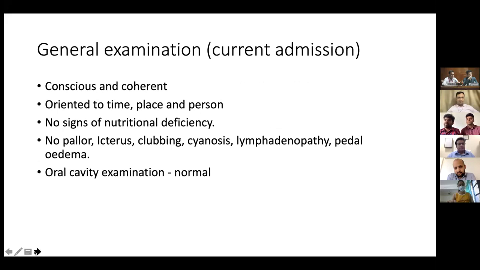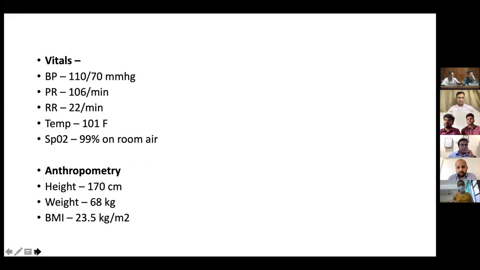On general examination, he is conscious, coherent, oriented to time, place, and person. There are no signs of any nutritional deficiency. There is no pallor, icterus, clubbing, cyanosis, lymphadenopathy, or pedal edema. Oral cavity examination is normal. On vitals, his blood pressure is normal. He has tachycardia with a pulse rate of 106, tachypnea with a respiratory rate of 22. He is febrile with a temperature of 101 degrees Fahrenheit. His oxygen saturation is normal. The patient is currently in SIRS. His anthropometry, height, weight, and BMI are appropriate.